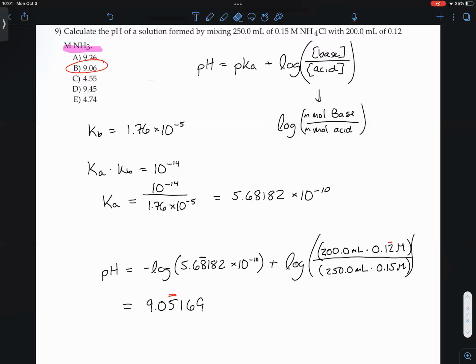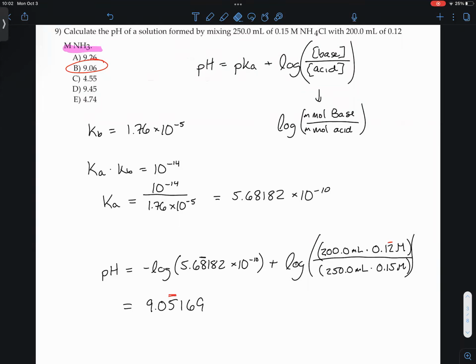Truthfully, in this problem, the value that was given, they gave you the Kb on the worksheet, and it had one fewer decimal place than our table did. We always want to use the more decimal places as well, but that's why the answer is slightly different, 9.05. All right, but that's how we calculate pHs of buffered solutions.